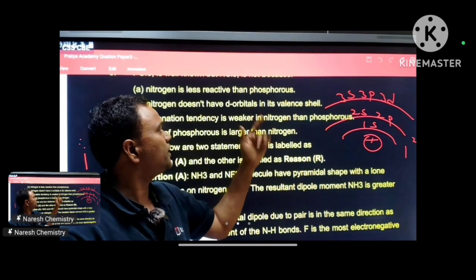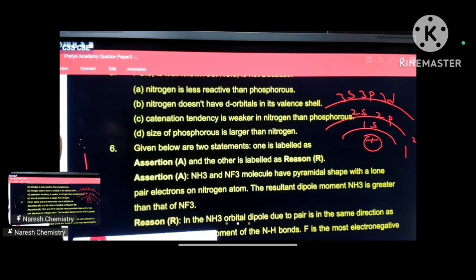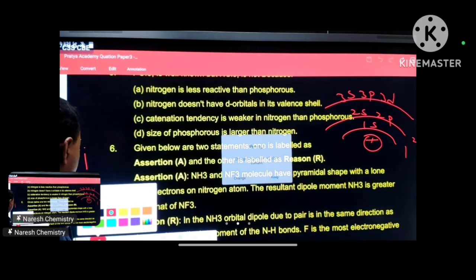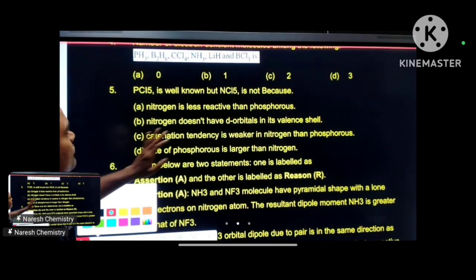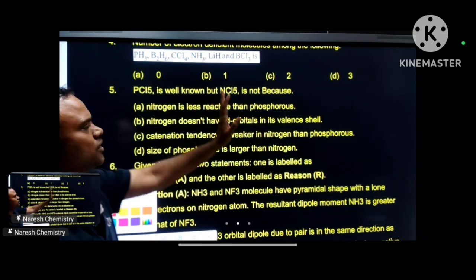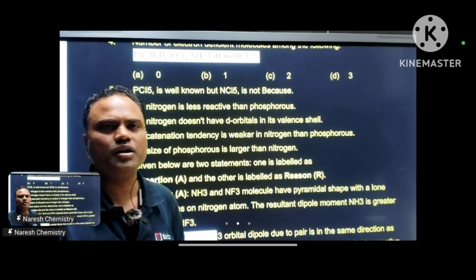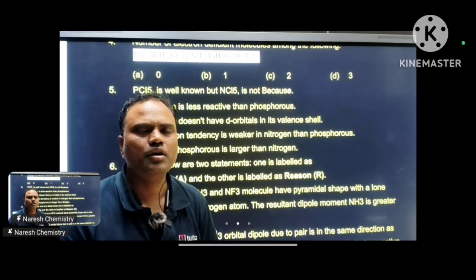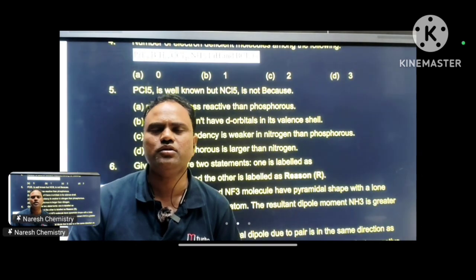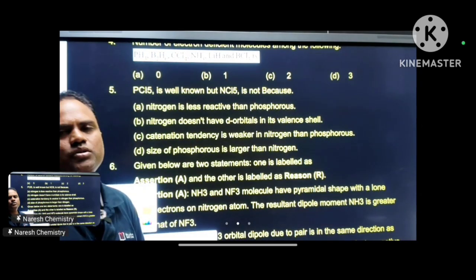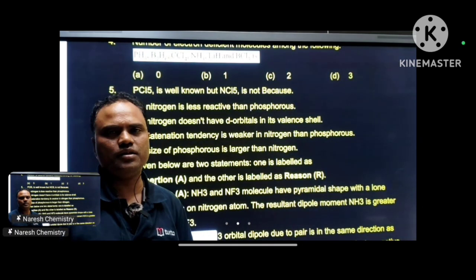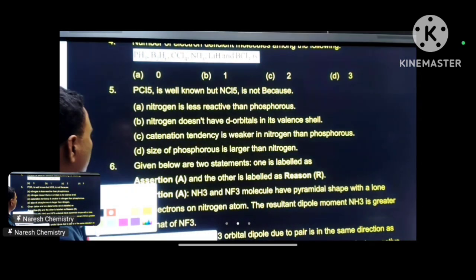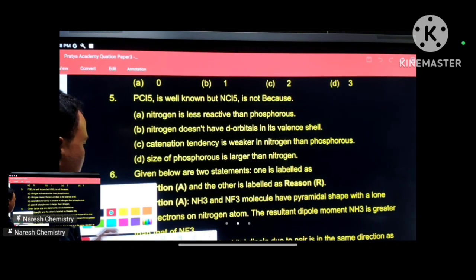In case of nitrogen, nitrogen does not contain vacant d orbitals, so nitrogen does not form NCl5. Nitrogen can form only NCl3 due to absence of vacant d orbital. Nitrogen cannot expand its valency. Important question. Next.